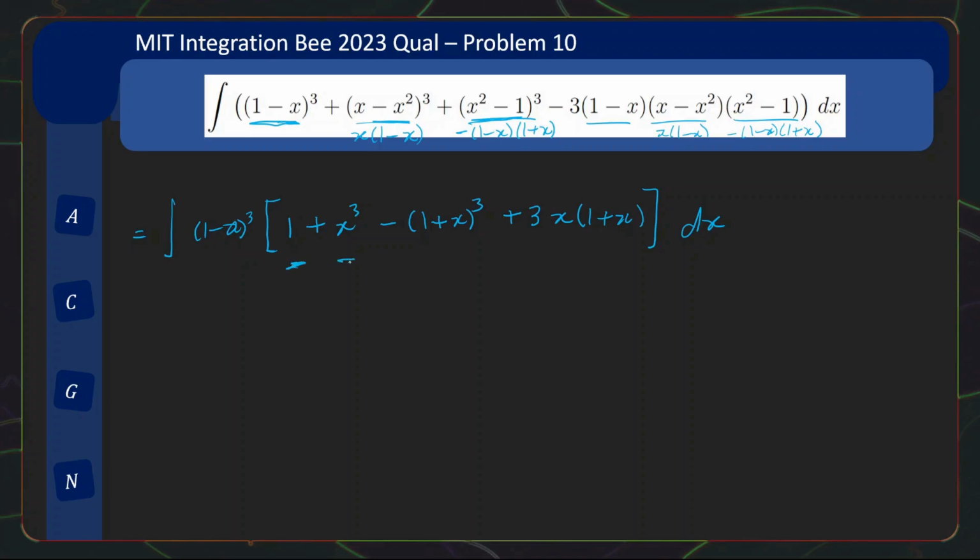These terms that I have underlined over here, what do they sum up to? This actually sums up to 1 plus x cubed. So what a surprise. We have 1 plus x cubed minus 1 plus x cubed. And this, therefore, expression evaluates to 0. So the whole integral itself evaluates to 0.